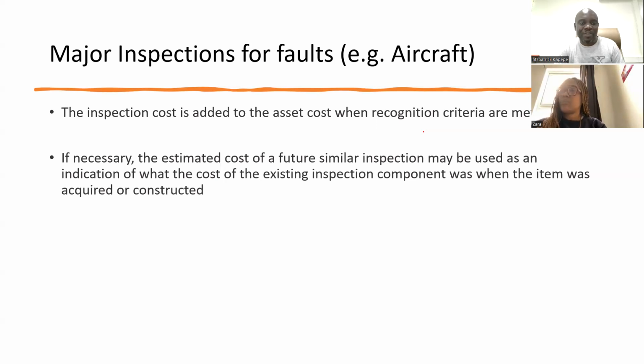If necessary, the estimated cost of a future similar inspection may be used as an indication of what the cost of the existing inspection component was when the item was acquired or constructed. So you're actually using historical information as a basis for your cost capitalization.